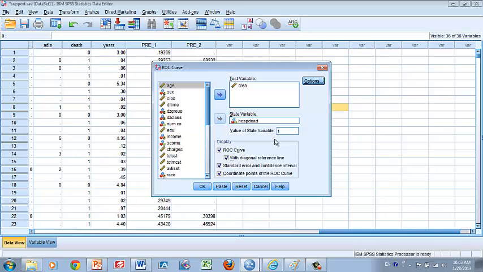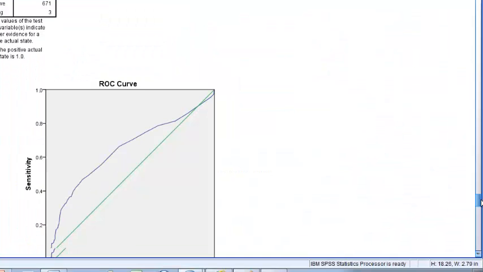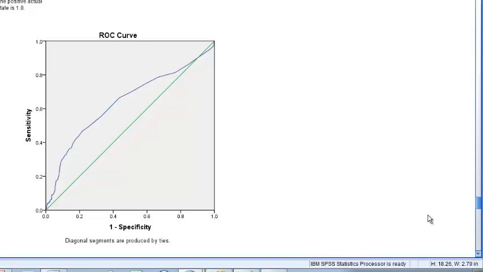And for the value of the state variable, put 1. In this case, we coded death as 1. If you use another value, for example 2 for death, then you put 2 here, so SPSS knows 2 is an event and any other values are non-events. Okay, and let's click OK. Right, so this is the ROC curve.